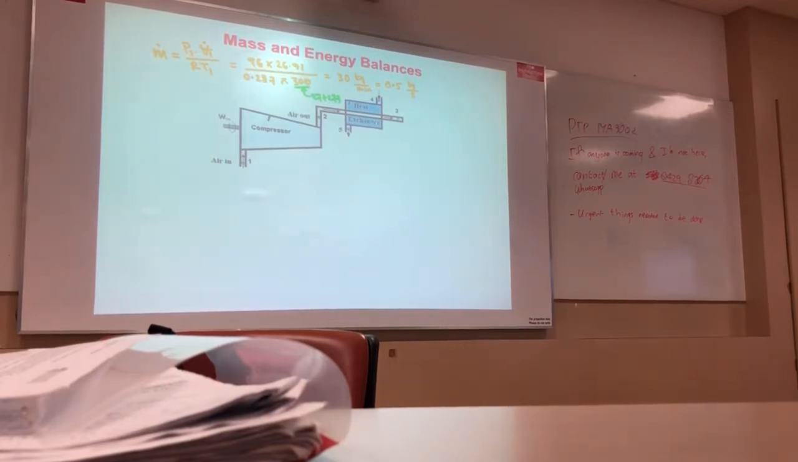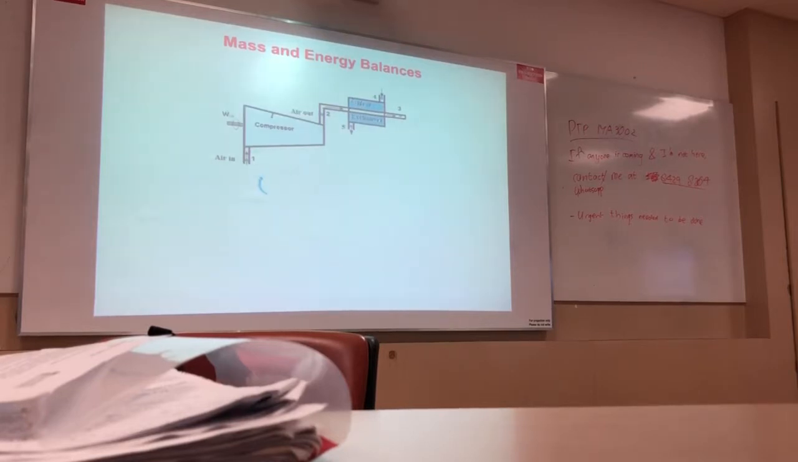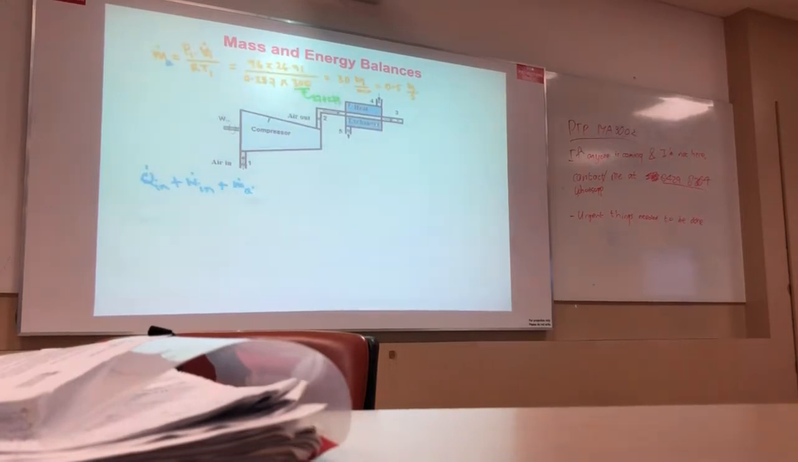Tell me what I can write. I write the basic, right? Q dot in plus W dot in, plus m dot air times, don't worry, it's coming, m dot A, because I traced the cross sign, that's why it happens. So this one is h1 plus V1 squared by 2, at 1.